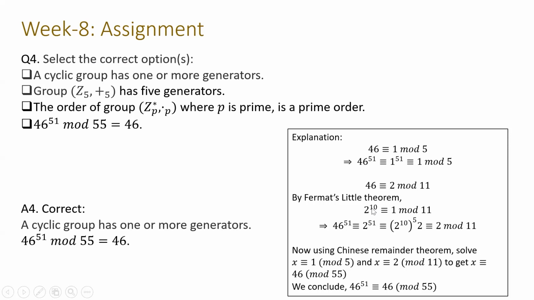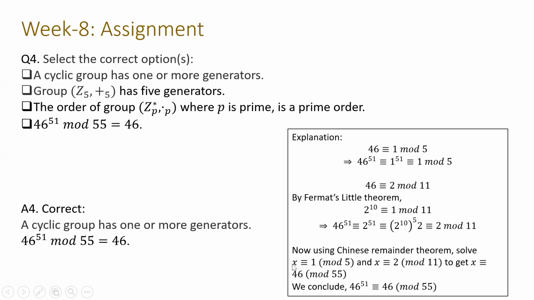Now 2 to the power 10 is already 1 modulo 11. So 1 to the power 5 is nothing but 1. This whole part becomes 1, so we are just left with 2 modulo 11. So 46 to the power 51 is 2 modulo 11, and 46 to the power 51 is 1 modulo 5. Now you use the Chinese remainder theorem to solve these two equations.